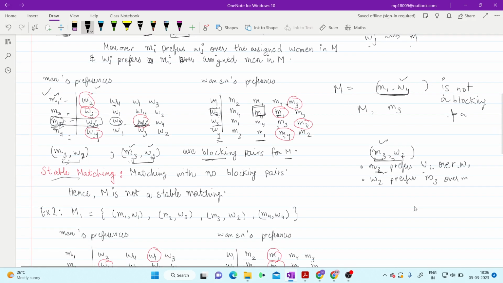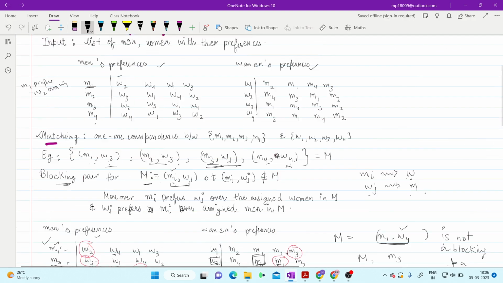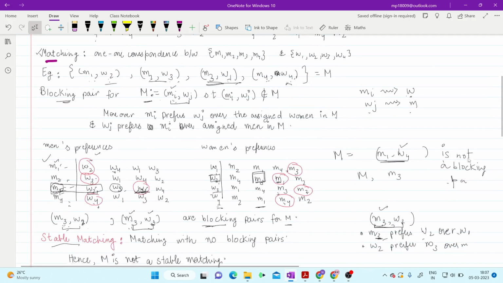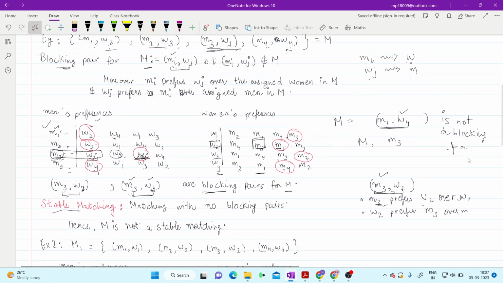Okay, we'll look at more examples to make it clearer. So first of all, matching is basically a one-to-one correspondence between men and women. Each man has to be assigned a woman, and each woman has to be assigned a man. Matching is a collection. If there are four men and four women, a matching is a collection of four assignments, four tuples.